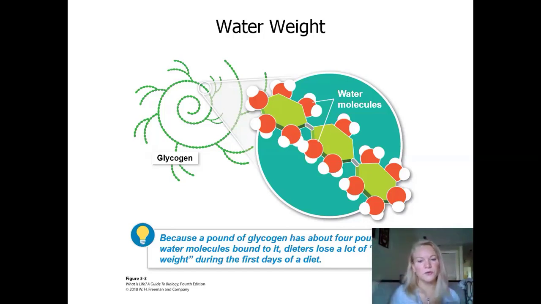So when people lose weight right away, when they start exercising or dieting, that's that water weight that they're talking about. So still the whole glycogen molecule is there. It's just that you lost that water weight. So that's why you have to kind of push past that. The weight loss is going to slow down a little bit, but push past it, because eventually you're going to get to burning that fat.